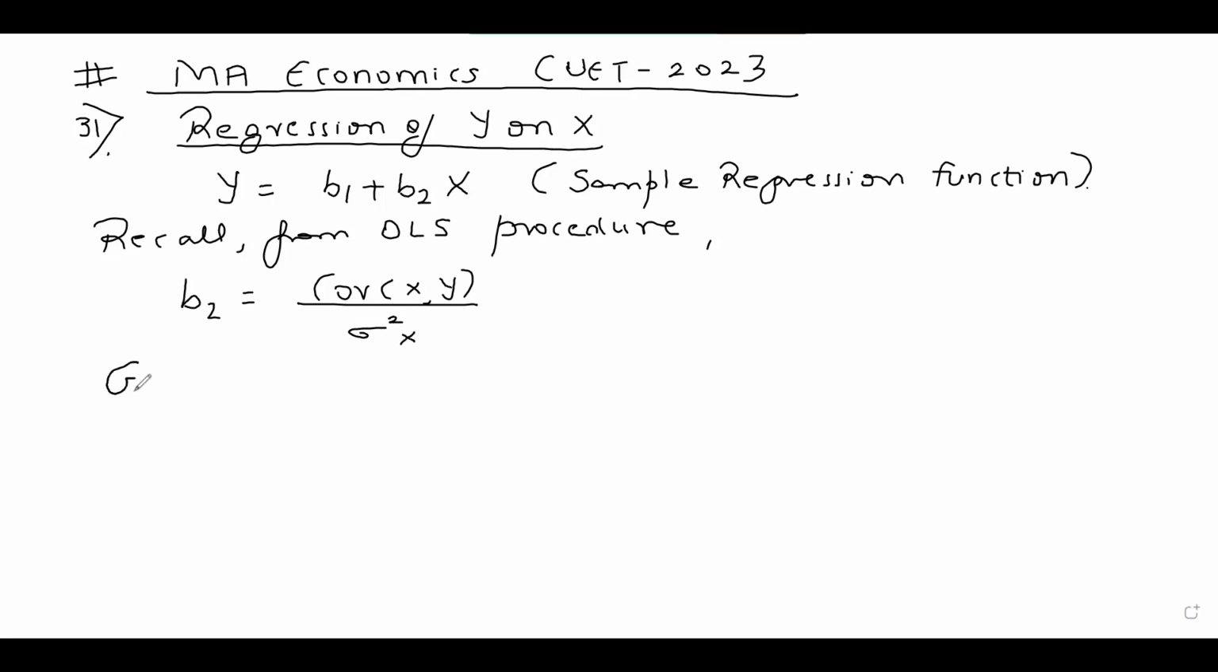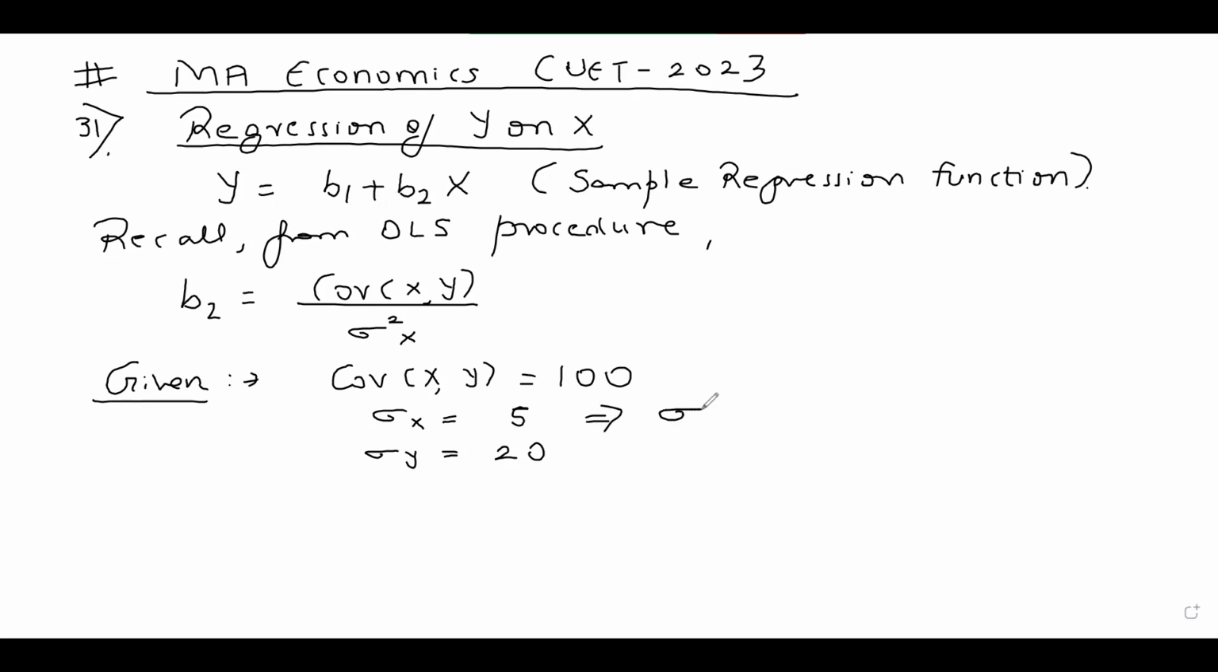Now, what is given to us in the question? We are given that the covariance between x and y is 100. We are given that standard deviation of x is 5 and standard deviation of y is 20. So when standard deviation of x is 5, can I find the variance? The variance is 5 square, which is 25. I need to find B2. B2 is nothing but the regression coefficient in the regression of y on x.